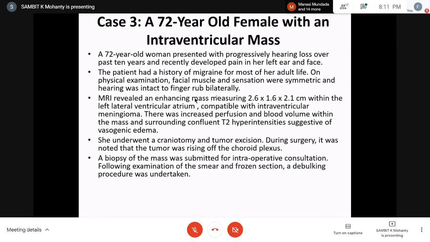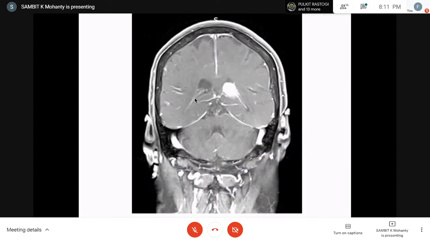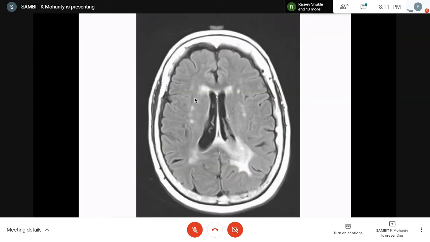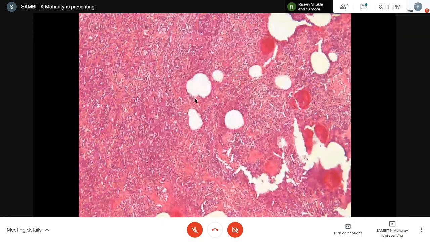The patient underwent a craniotomy and tumor excision. During the surgery, it was noted that the tumor was arising from the choroid plexus, and an intraoperative consultation was done and debulking was undertaken. So this is the lesion, the white area. There. This is what the intraop.